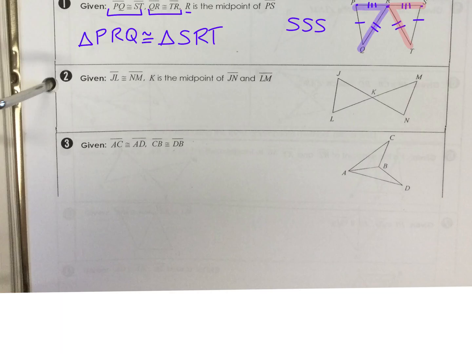All right, let's mark this guy up. JL is congruent to NM. Everybody gets 1. And let's see, K is the midpoint. So K is right in the middle of J and N. So between here. So these guys get 2. LM. So K is the middle in L and M also. So again, we have an SSS because I have all the sides marked.